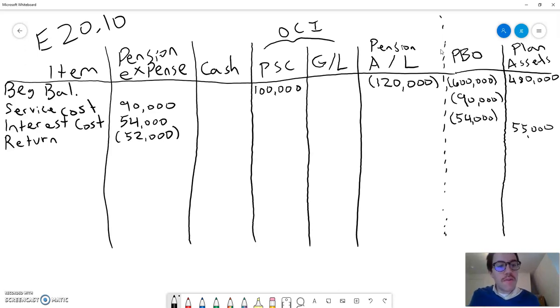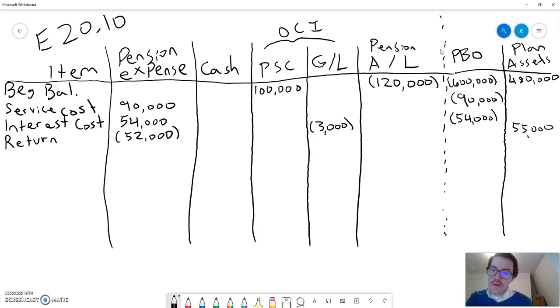So debit 55, credit 52. Where's the other 3 going to go? If you answered right here, you would be correct. It goes into accumulated other comprehensive income as a gain or loss. Okay, so that's how you handle the return. That is the true solution. In previous examples, we were kind of doing baby steps to get there, but that's the real answer. Okay, what else we got going on?